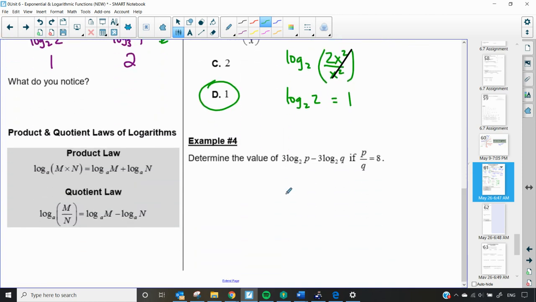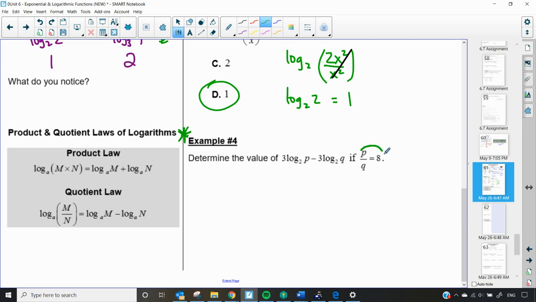All right, now number 4 is a question you might want to put a star beside. These are questions that are quite common. We're given a logarithmic expression, and then we're also given an equation, and we have to use one to find the value of the other. So we're asked to determine the value of 3 log base 2 p minus 3 log base 2 of q if p over q is 8.